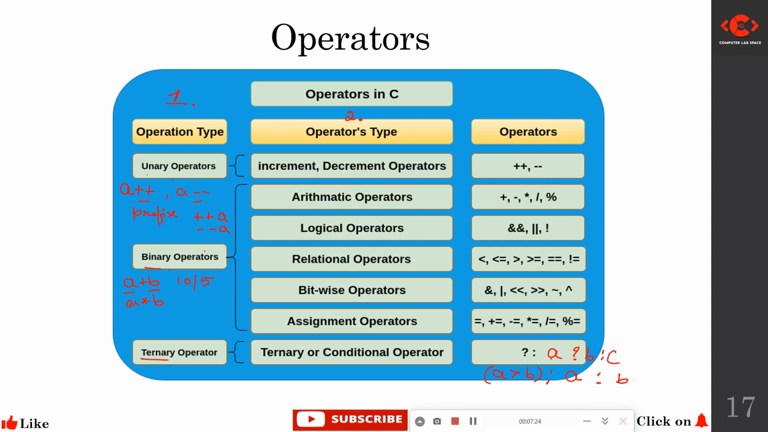So this is based on the number of operands an operator has. Based on this, we are going to classify operators as unary operators, binary operators, and ternary operators. We also have special operators, that is sizeof as well as comma. We consider those as special operators also. Then, based on the type of operation being performed, we are going to classify them as arithmetic operators, logical operators, relational operators, bitwise operators, and assignment operators.